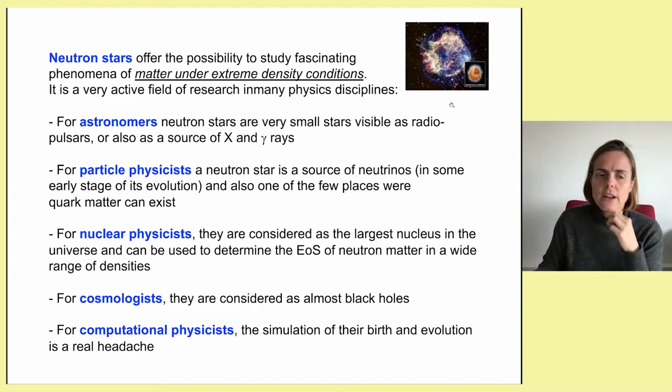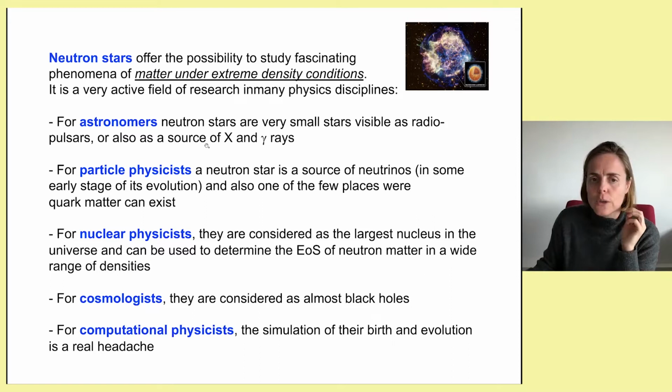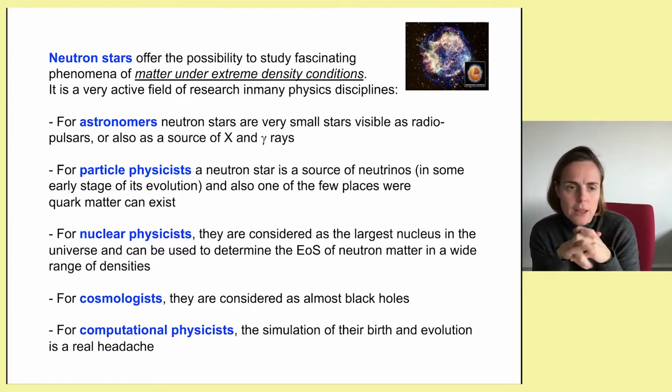For example, astronomers observe things, they like to observe the sky. And it's very interesting because they observe these small stars that are visible in different energy ranges, going from radio to X-rays and gamma rays. So this is an interesting object that astronomers are studying.